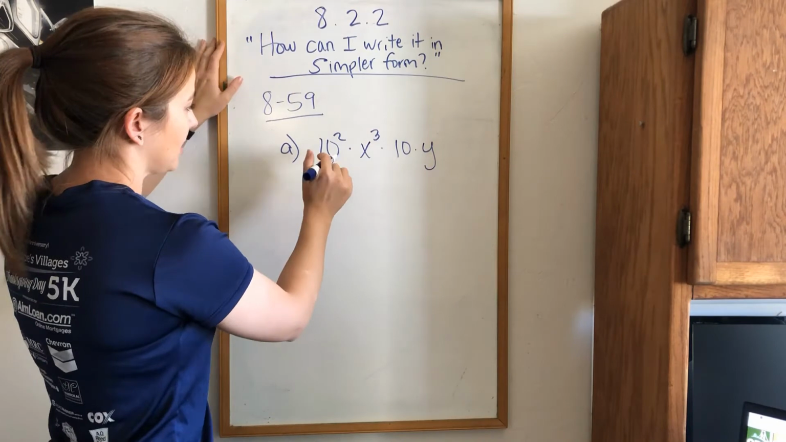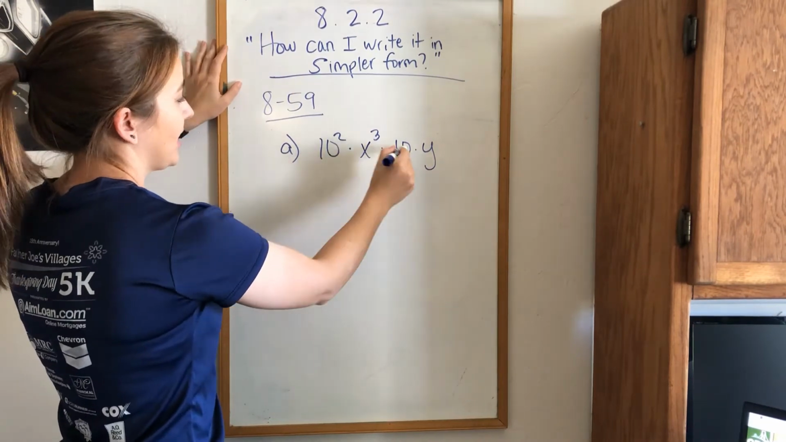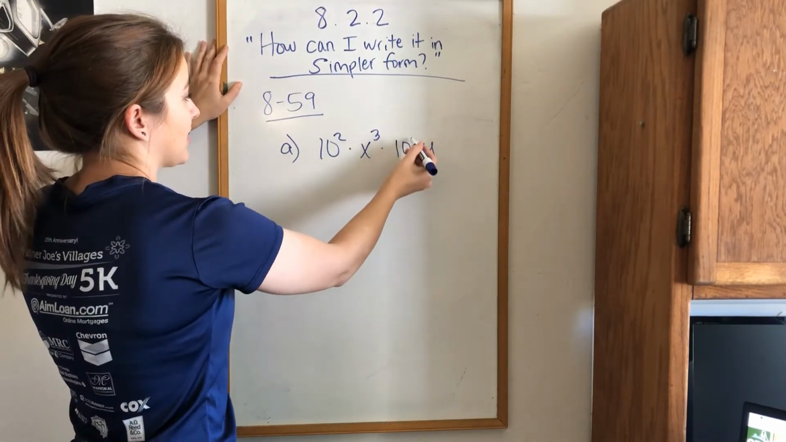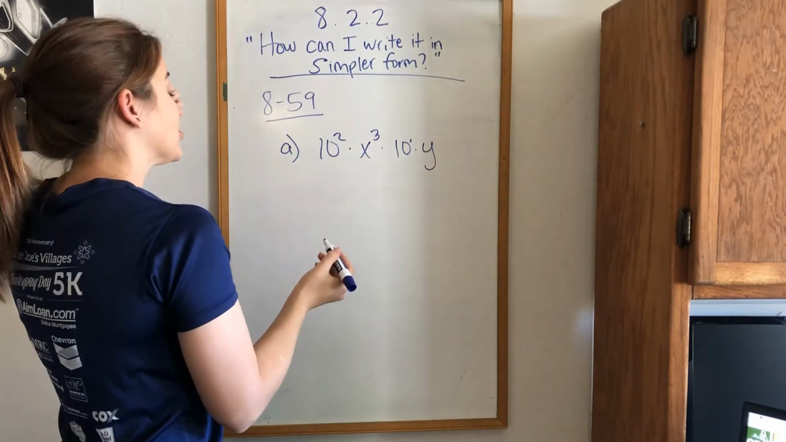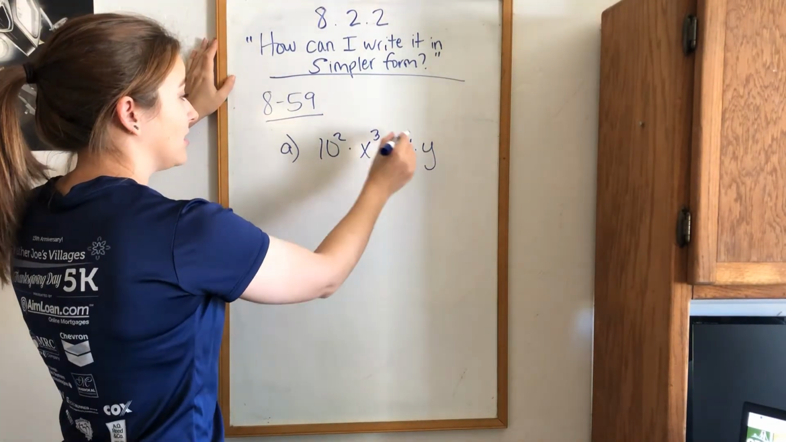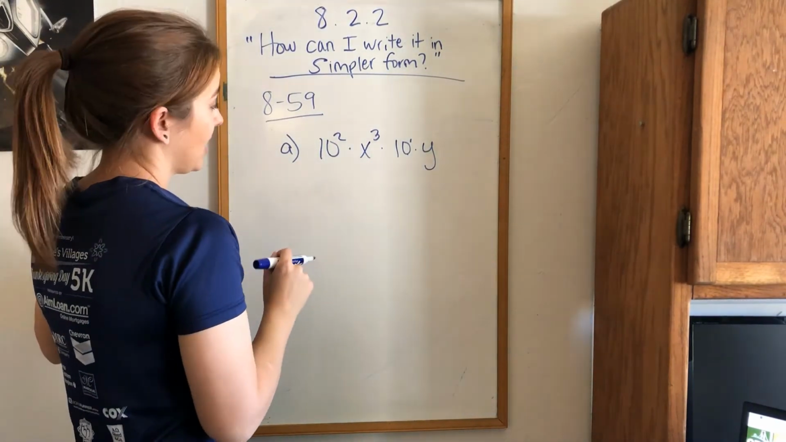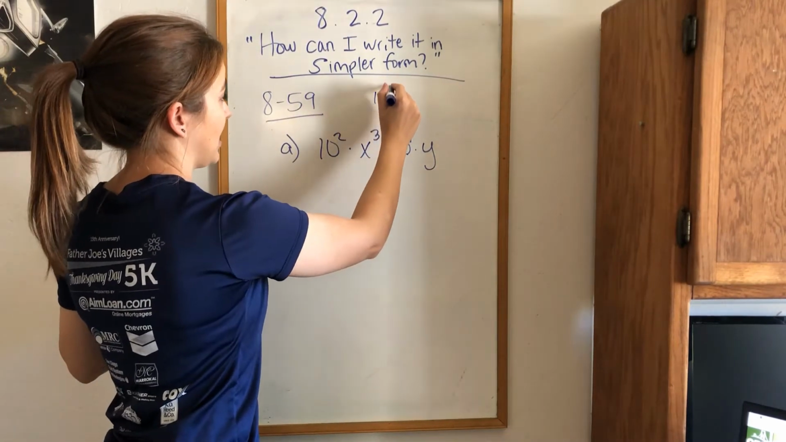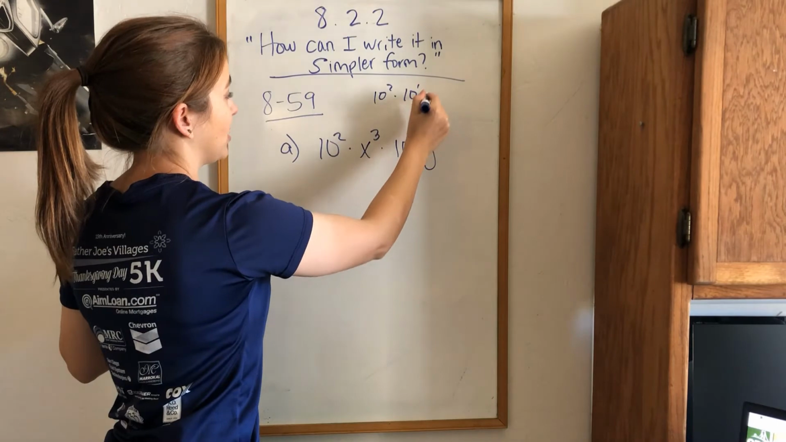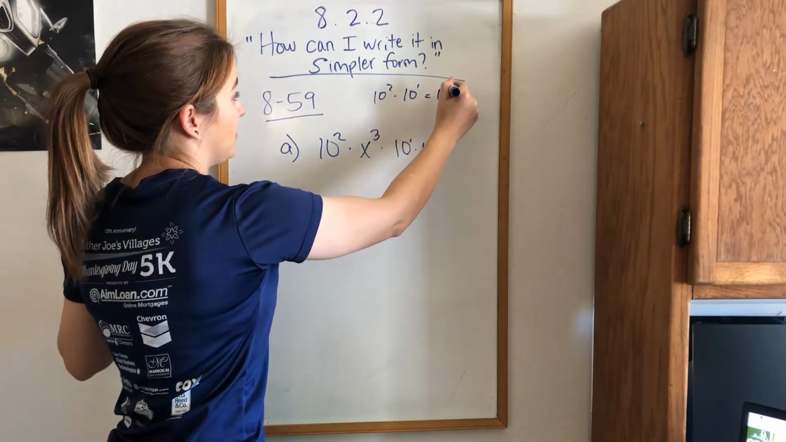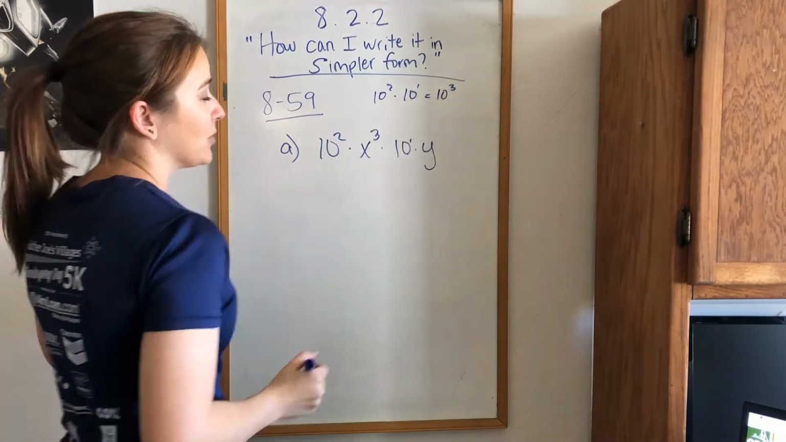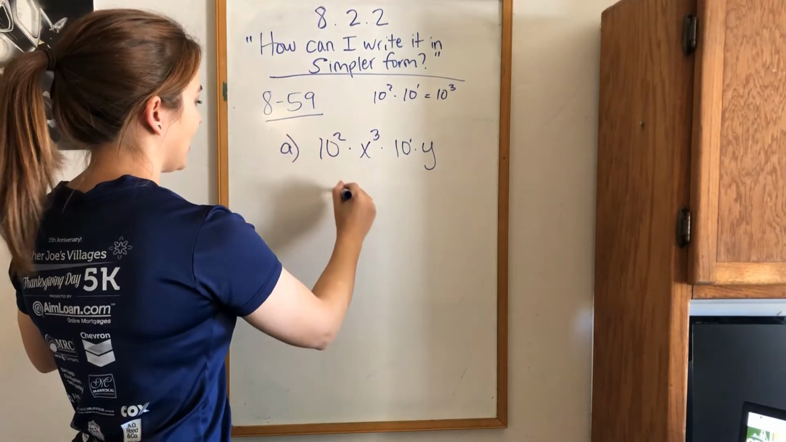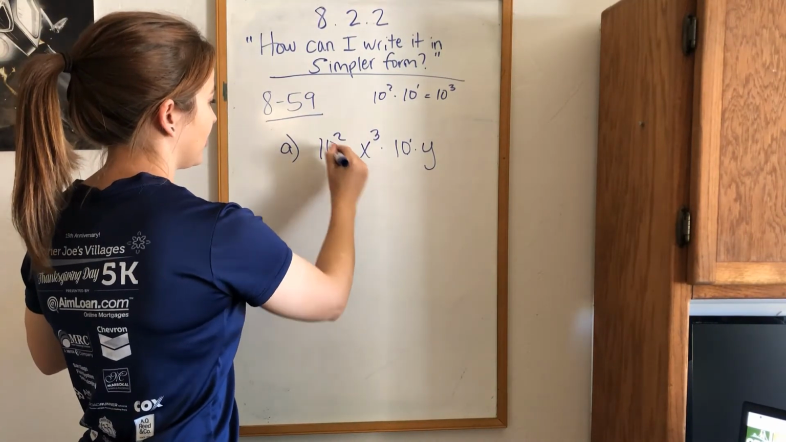So here we go. I see a 10 squared and I see a 10. So that's kind of like an imaginary 10 to the first. So if I have a 10 to the second, 10 to the first, I know I can add those because if we're multiplying, say you have a 10 squared times 10 to the first, you can add the exponents. Okay, so let's add the exponents and we're left with 10 to the third.